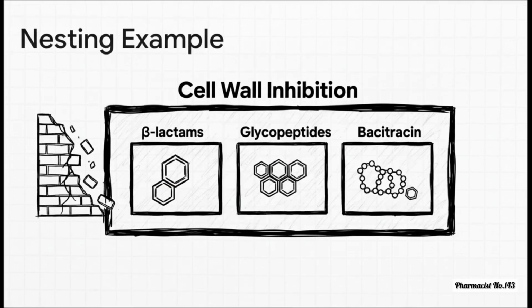Here's a perfect example of how our system nests together. Under that big category of cell wall synthesis inhibition, you've got these distinct chemical families. You have the beta-lactams, you have the glycopeptides, and others. They all attack the cell wall, but they each do it with a different-looking molecular tool.